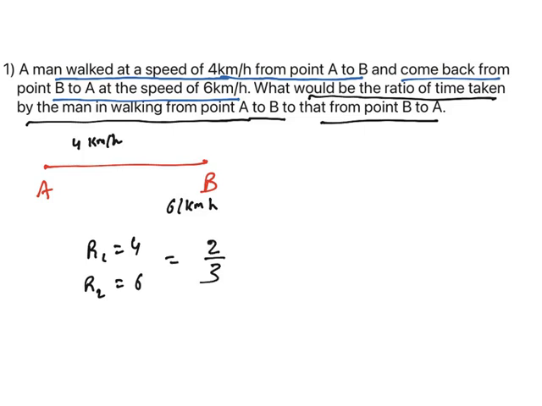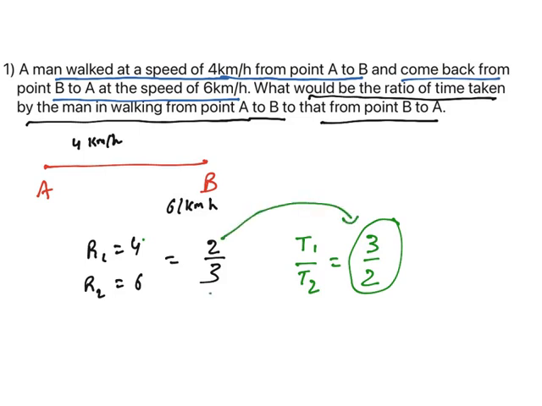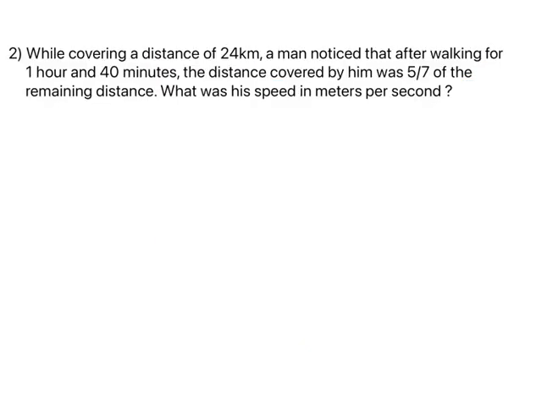2:3. Now what is the one concept we have seen? Ratios will be inversely proportional to T1 and T2. So this would become 3:2. Simple answer with the simple concept. See this one, the lower rate one will take higher time. The higher rate one will take lower time. So the answer is simply just inverse to these rates. If the rates are 2:3, the time will be 3:2. That's it. Moving to the next thing.